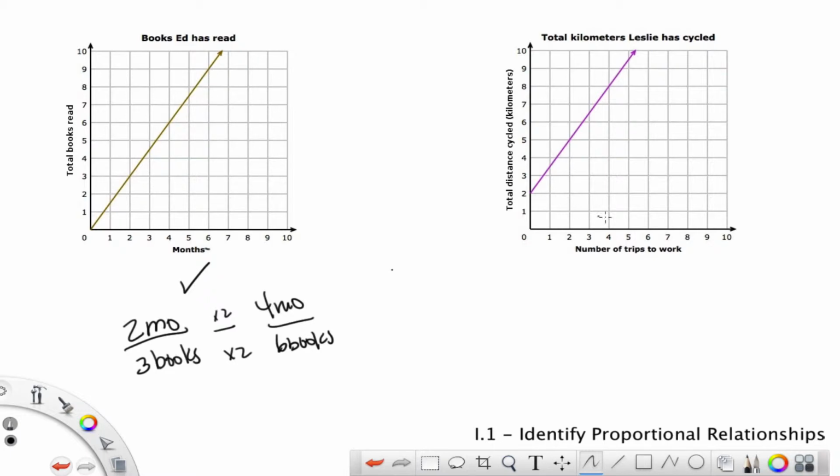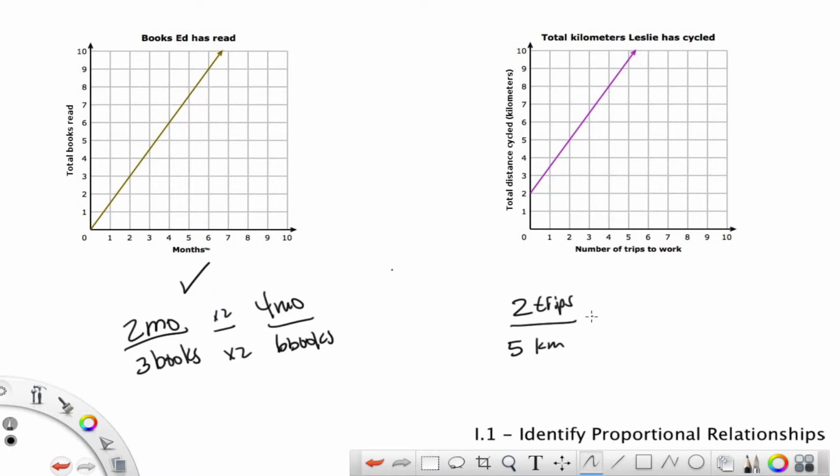Let's look at one on the right. So I see that this is total kilometers Leslie has cycled. So total distance on the left over number of trips to work. So after 2 trips to work, she has cycled a total of 5 kilometers.